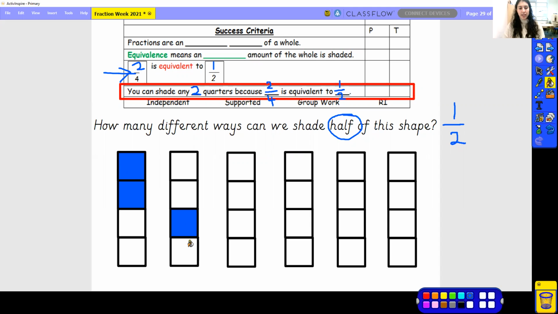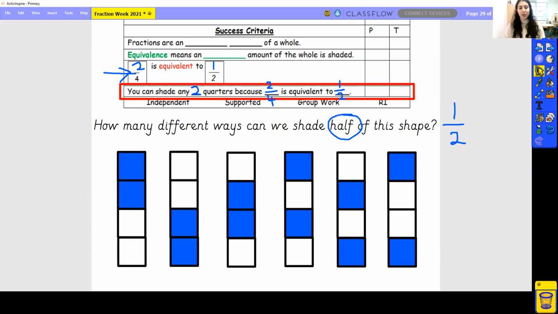I could have said that this is half of the shape, and this, and this, and this, or this. So hopefully one of these combinations at least is one that you spotted.